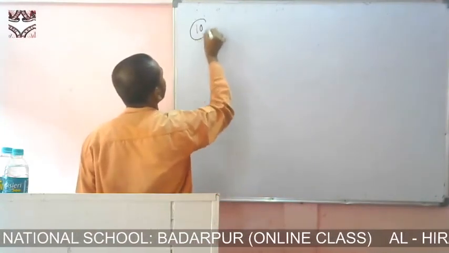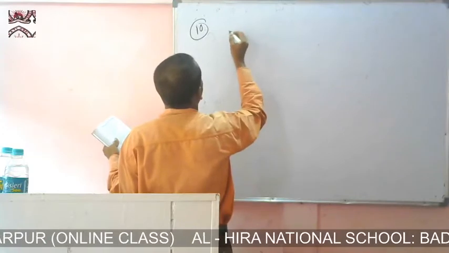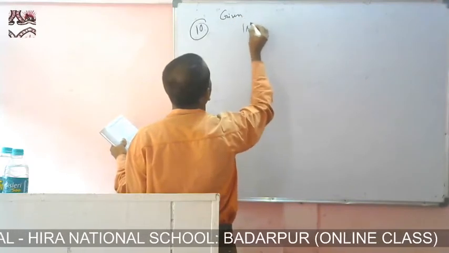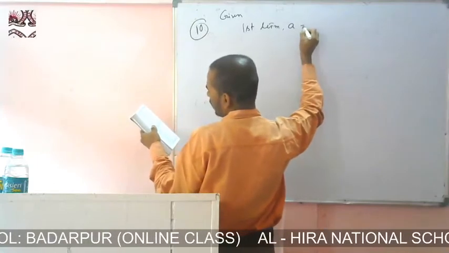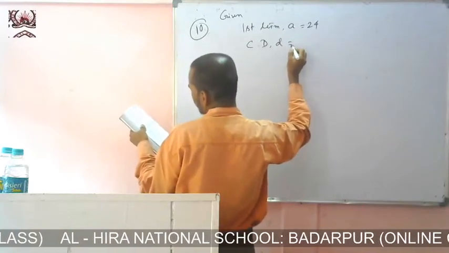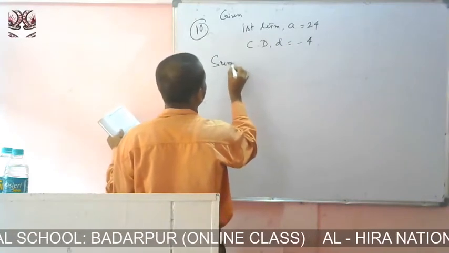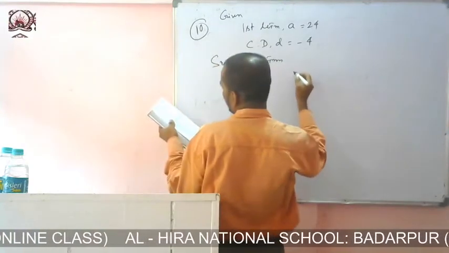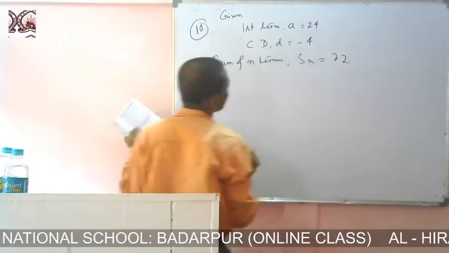Question number 10, what is given? First term A is given, 24. Common difference D is given, -4. And the sum of n terms, Sn, is equal to 72. So Sn is given as 72.